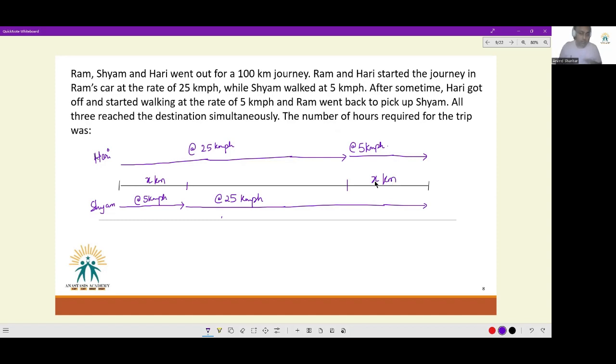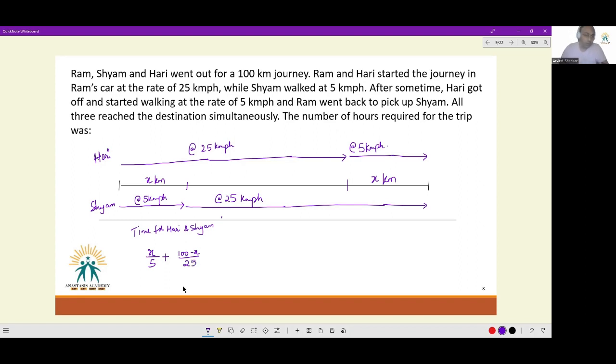Look at Hari, he has traveled x kilometers at 5 kilometers per hour and 100 minus x kilometers at 25 km per hour. Similarly, Sham has traveled x kilometers at 5 km per hour and 100 minus x kilometers at 25 km per hour. So time for Hari and Sham is going to be x by 5 plus 100 minus x by 25. This is the time taken.